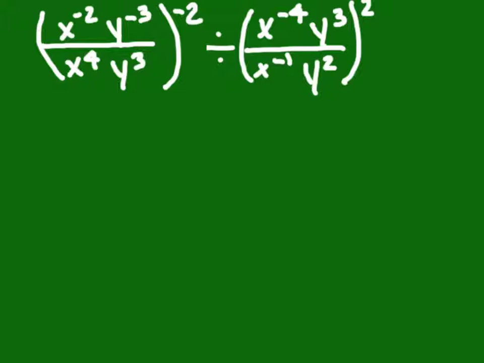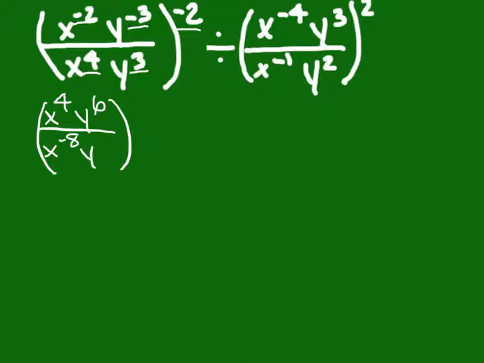Okay, so if we start simplifying the first set of parentheses, negative 2 times negative 2 becomes x to the fourth. Negative 3 times negative 2 is 6, so that's y to the sixth, over x to the fourth to the negative second is x to the negative eighth, and 3 times negative 2 is negative 6, so that's y to the negative sixth. We'll keep the division sign for right now till we get the second part simplified.